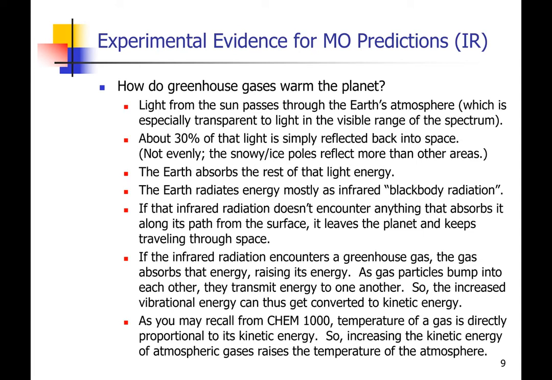Now, initially, it's a vibrational energy level increase, but gas particles are constantly flying around and smashing into each other. And when they do that, there's a transfer of energy, and that increased vibrational energy can be converted into translational energy or kinetic energy. So the gas particles fly around faster. Well, when gas particles fly around faster, when you raise their average kinetic energy, you are raising the temperature. That's actually what temperature of a gas is. It's a measure of its kinetic energy. And so, long story short, infrared radiation from the planet hits greenhouse gas, increases temperature.